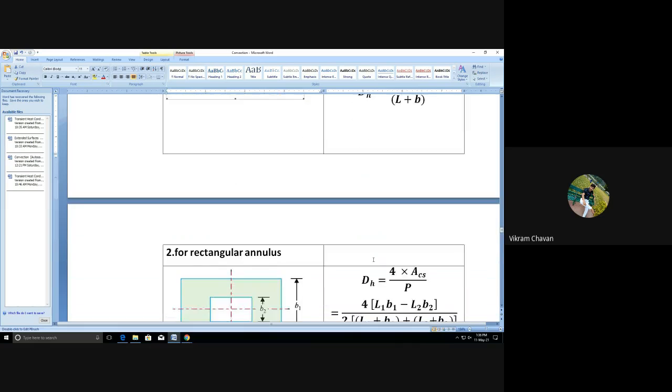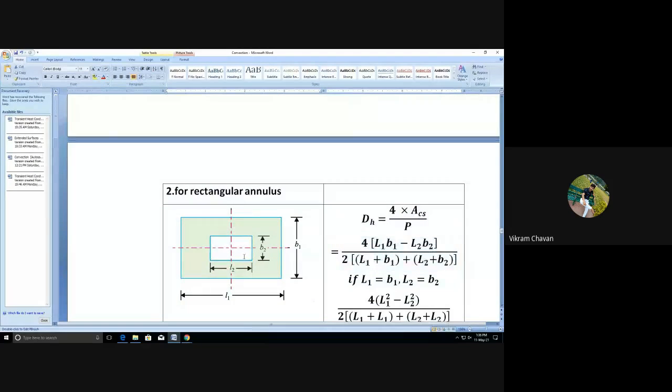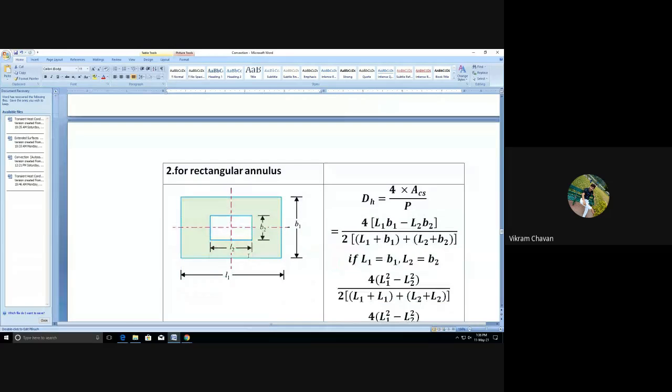So in a similar fashion, for a rectangular annulus, what does rectangular annulus mean? One rectangular duct is there, and some rectangular geometry is placed in that particular duct. So L1, B1 are the dimensions of the larger rectangular duct, and L2, B2 are the dimensions of the smaller rectangular duct. So in that case, how to determine the hydraulic diameter?